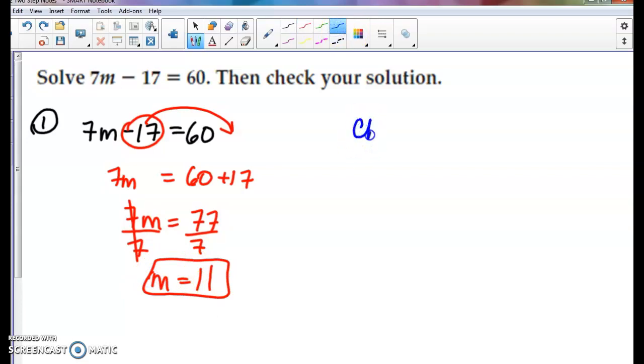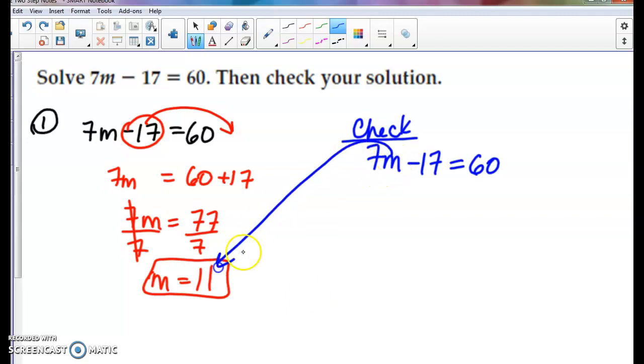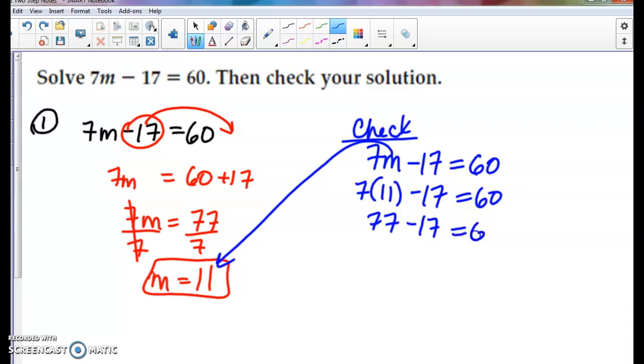Now to perform our check, we're going to take the original equation, 7m minus 17 equals 60. Alright, so now we get 7 times our m, which is going to become 11. So 7, use parentheses for that multiplication, times 11 minus 17 equals 60. 7 times 11 is 77. Drop down our minus 17. Good old-fashioned order of operations kicked in there. We had to multiply before we were allowed to subtract. Now the only thing left to do is subtract. 77 minus 17 is 60. And 60 does indeed equal 60. So we check. We're all set.